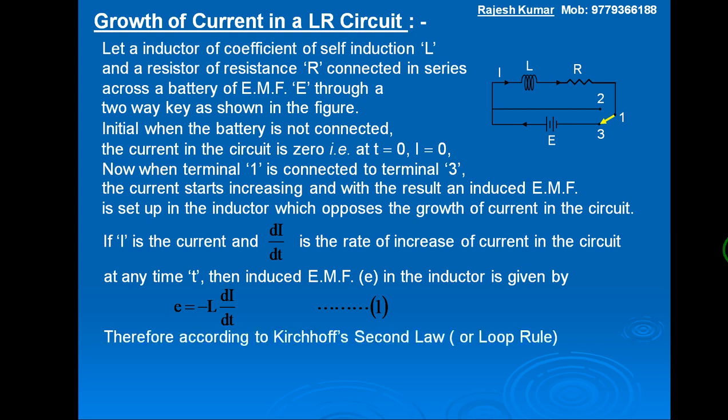Therefore, according to Kirchhoff's second law or loop rule, now in the closed circuit, I into capital R, as there is only one resistance, so I into R is equal to capital E minus L into dI by dt, which is total EMF in the circuit. Capital E is EMF of the battery which is applied, and L into dI by dt is the induced EMF in the inductor, and negative sign shows that it is opposite to capital E. Let it be equation number 2.